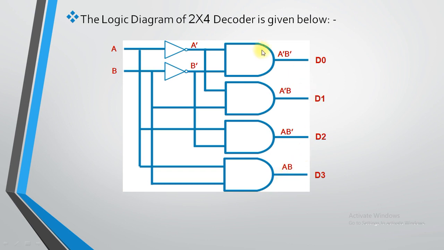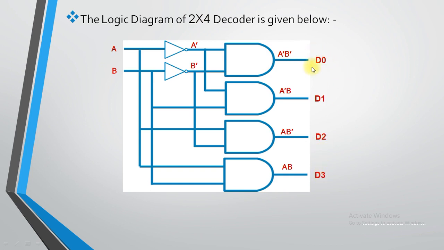Let me explain this once again. What you need to do for drawing the logic diagram. First of all, you need to draw AND gate. How many AND gate you need to draw? 4. Why? Because 2 by 4 decoder is there. So we have 4 different output line which can be represented by D0, D1, D2 and D3.